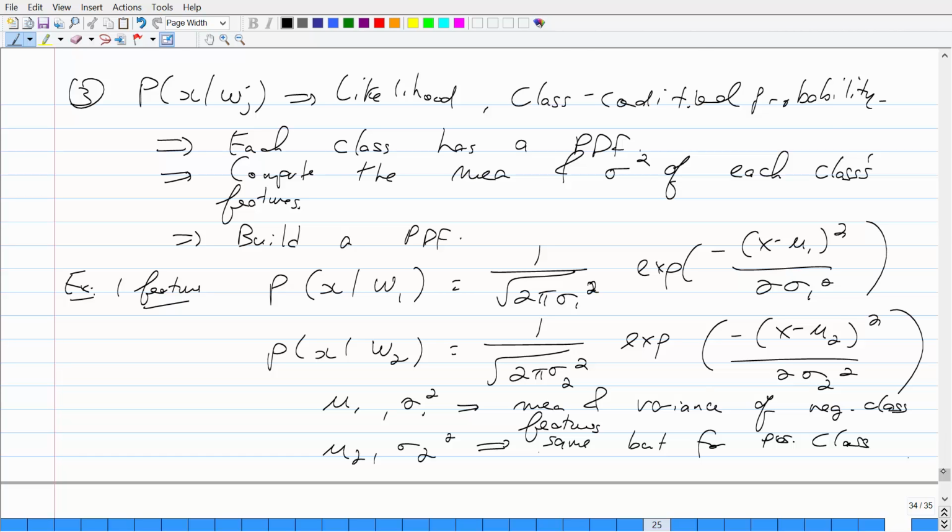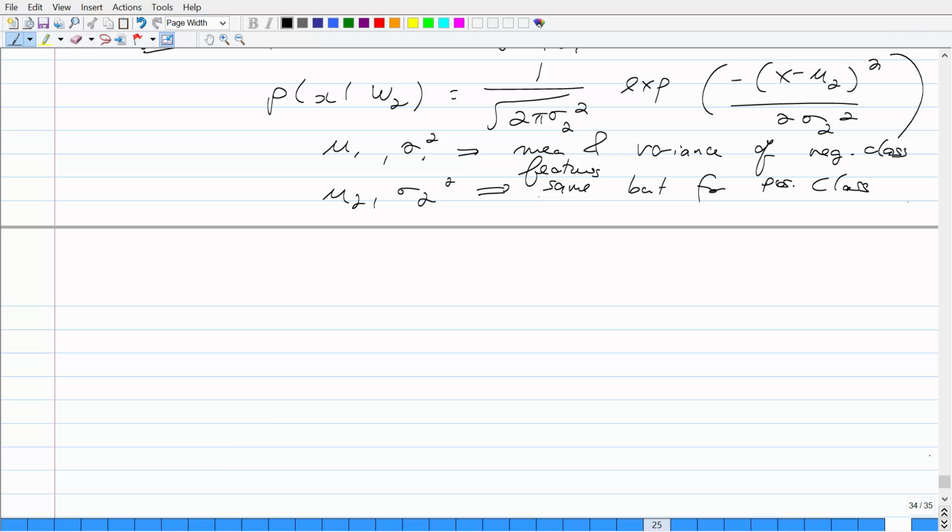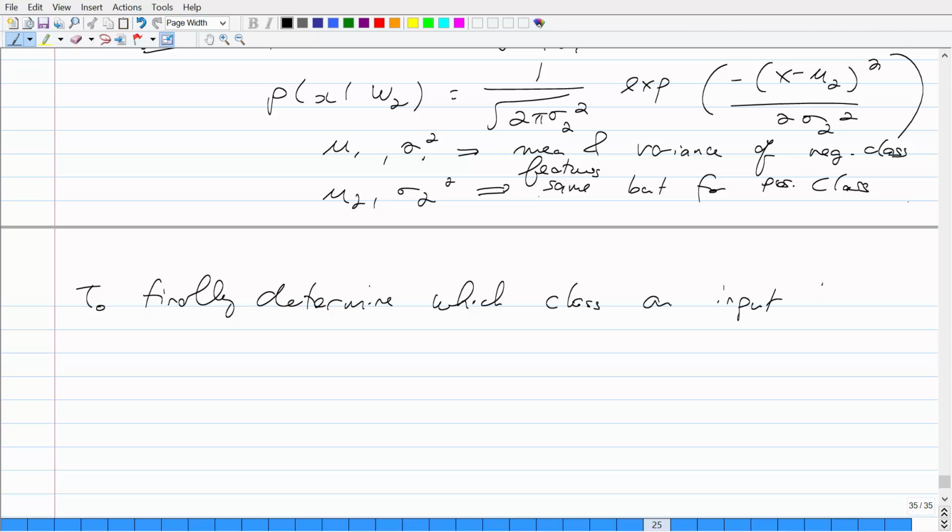All right, so now that we have these things, what we need to do is finally determine which class an input belongs to. You find the posterior probability.